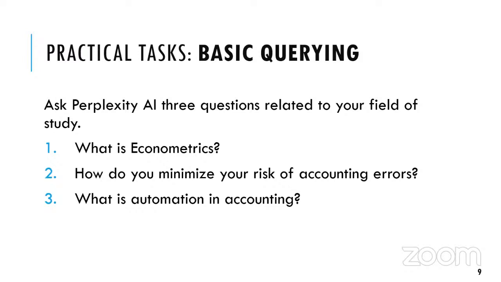We said you should ask 3 questions relating to your own field of study. So what are you studying in the university, in the Polytechnic, College of Education? Example, what is econometrics? How do you minimize your risk of accounting errors? What is automation in accounting? Some of these are plain, basic questions you can ask. This is related to those in accounting.